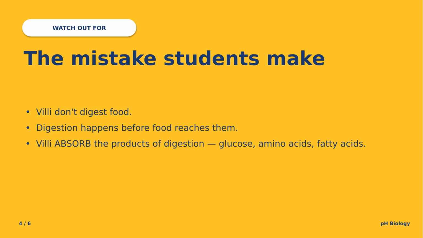Common slip. Villi don't digest food. Digestion happens before the food reaches them. Villi absorb the products of digestion: glucose, amino acids, fatty acids. Many of those absorptions use active transport, not just diffusion, needing ATP from the mitochondria packed into the villus cells.